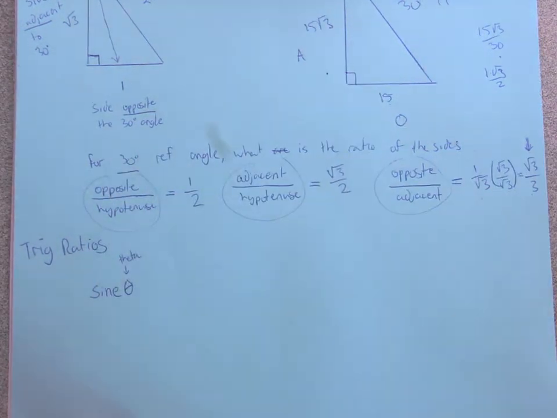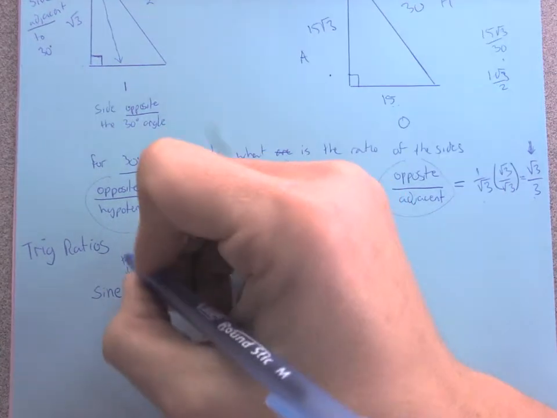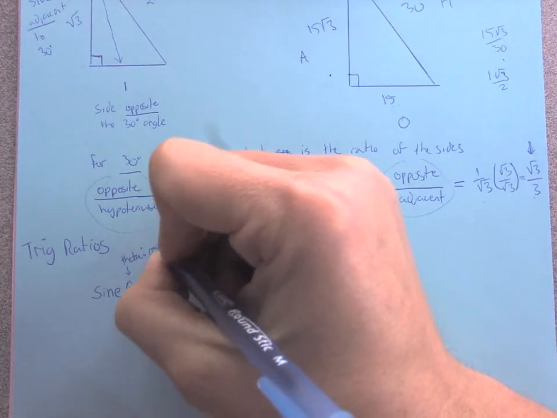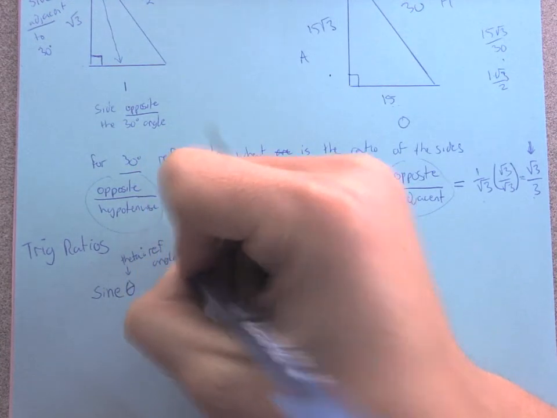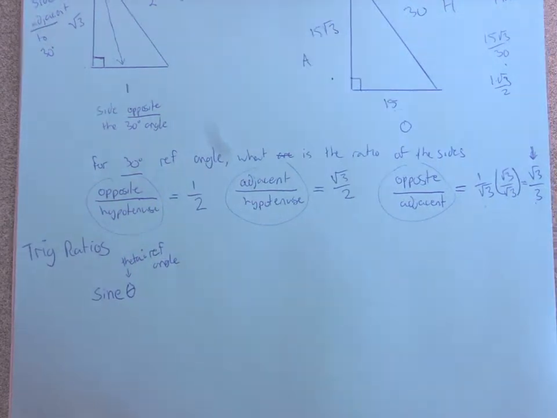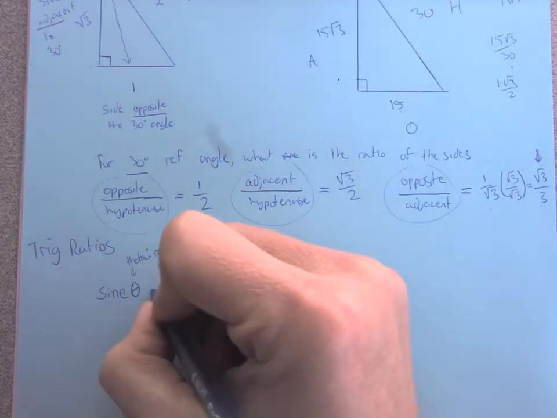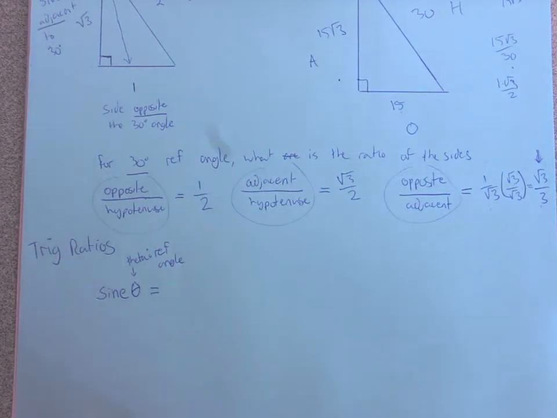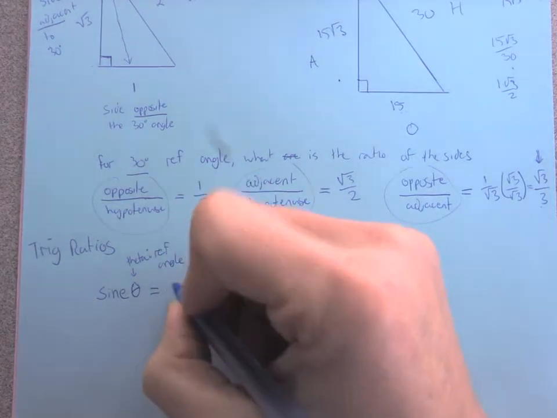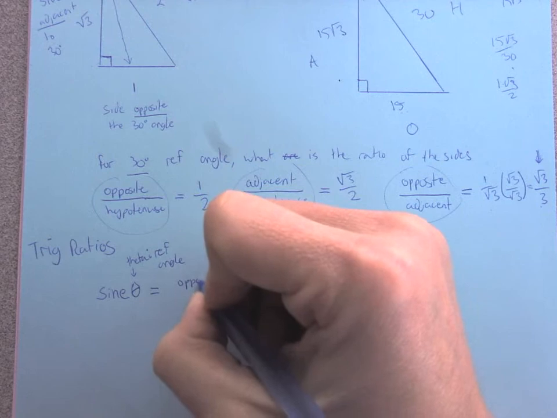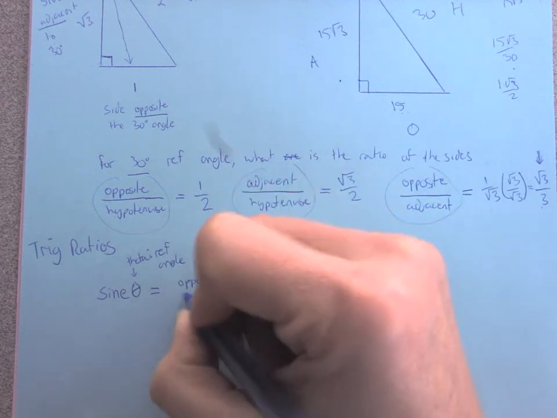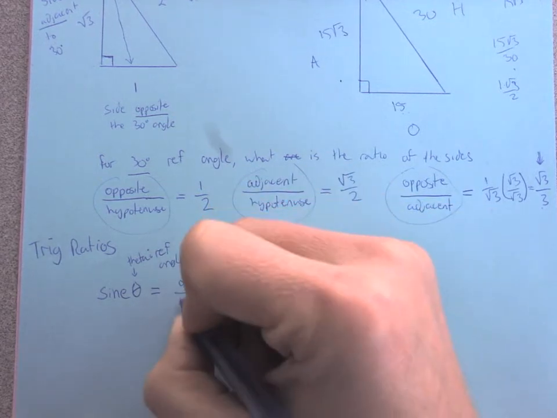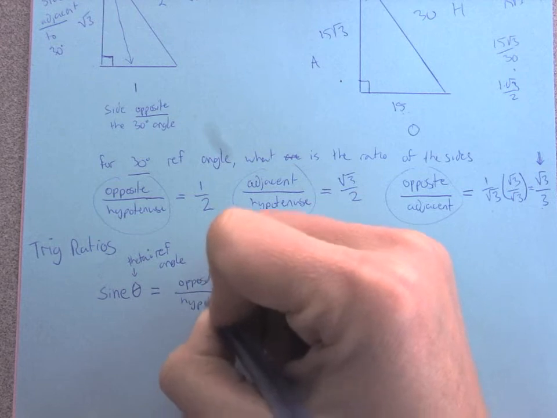Okay, theta. It's just a variable that represents your reference angle, whatever angle you're talking about. In this case, we're talking about a 30-degree angle, but it doesn't have to be. So the sine of any angle, now it has to be a right triangle, but in any right triangle, the sine of that reference angle is the ratio of the side opposite that angle over the hypotenuse.